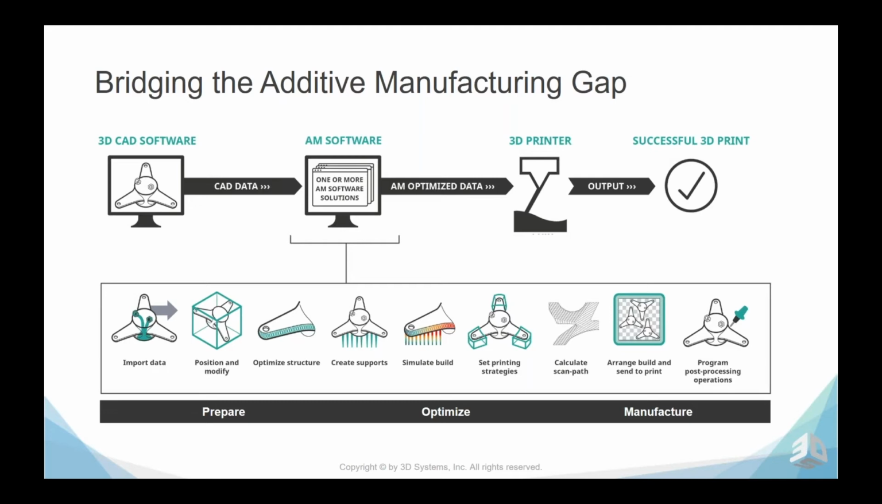If you're only looking to build some prototypes and the only thing that matters to you is to get a successful print, you might be able to do with only the preparations functions. But for real production, when you're looking to get the highest repeatable quality at the lowest possible cost, and benefit from the additive manufacturing design freedom, then the optimization and manufacturing functions come into play.